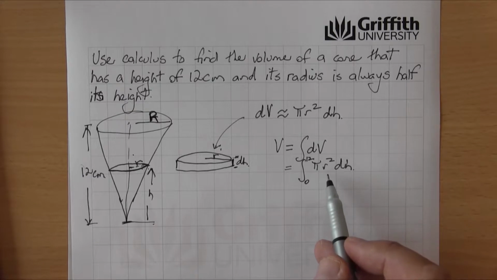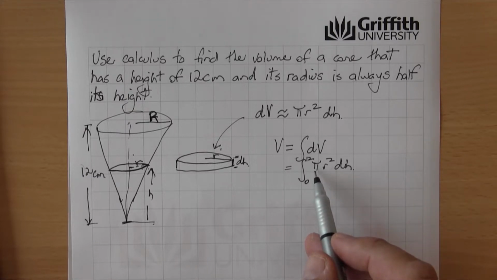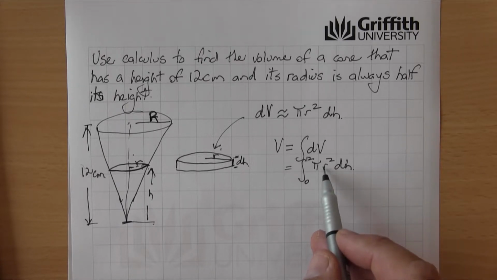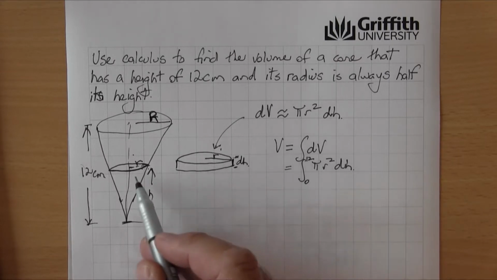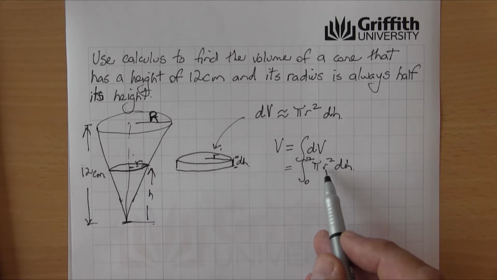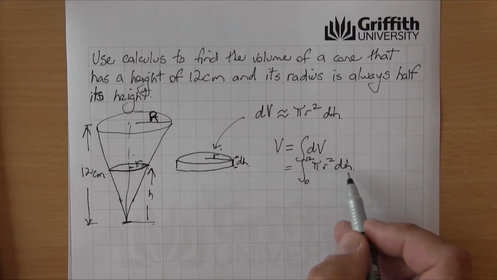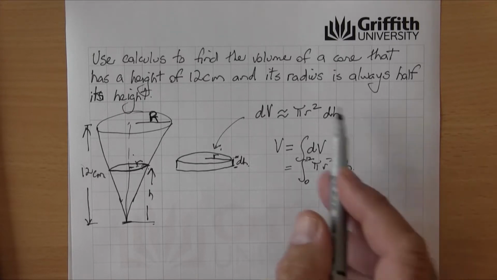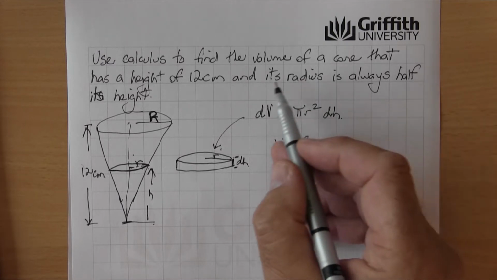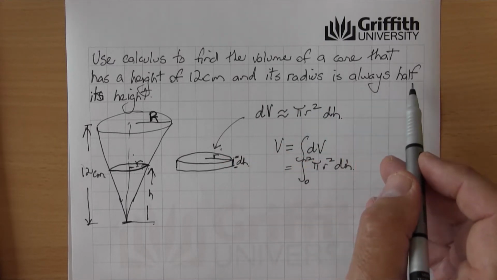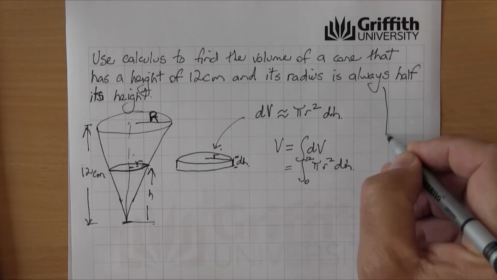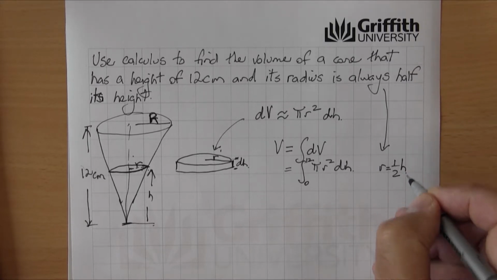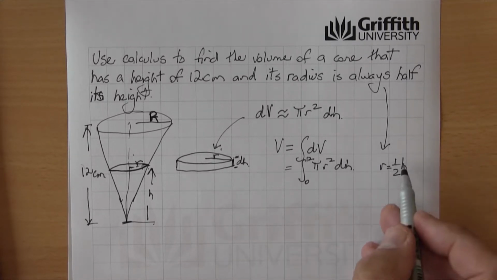Now at the moment we've got two variables here. Pi is a constant, that's okay. We're going to find the integral with respect to h. But r is going to change. As this little slither moves up and down the cone, r is going to change. So in order to be able to do this integral, we need to get this all in terms of h. If we go back to the question, we've got another bit of information up here. The radius is always half its height. So that says that r is equal to a half of h, or h on 2.